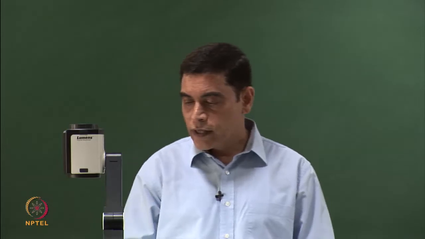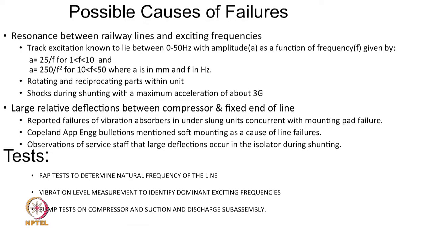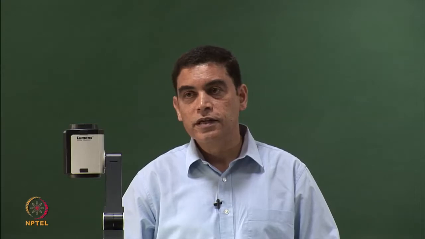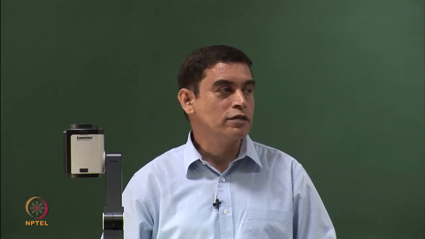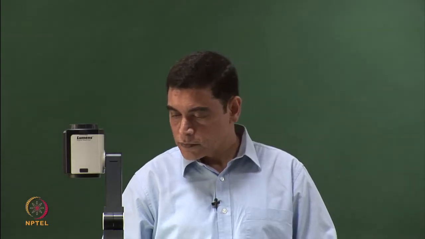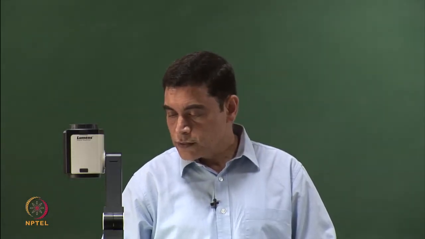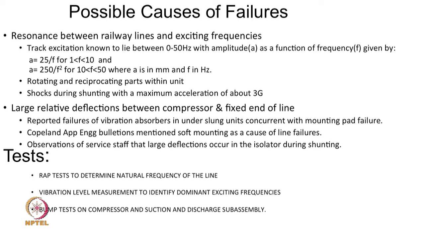So the track during train movement is known to have frequency of excitation between 0 and 50 hertz, with amplitude as a function of frequency given by A is equal to 25 upon F. This was something available from railway specs, as well as it was common knowledge from other countries that have looked at similar problems. So when the frequency is between 1 and 10, it is 25 upon F. When it is between 10 and 50, then it is 250 upon the square of F, the frequency.